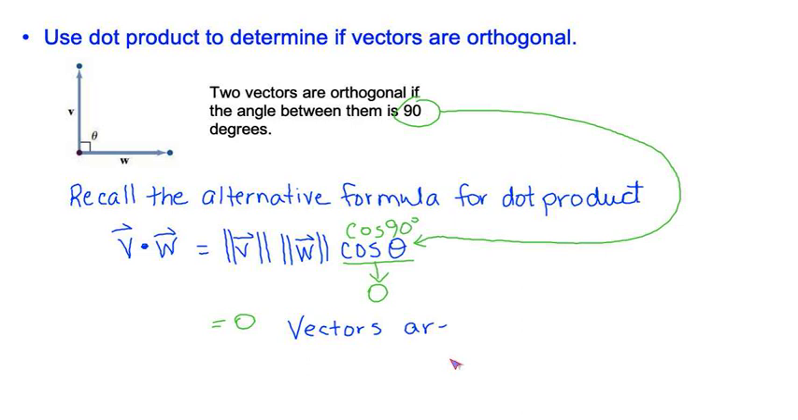Vectors are orthogonal, meaning forms right angles, if and only if their dot product is 0.